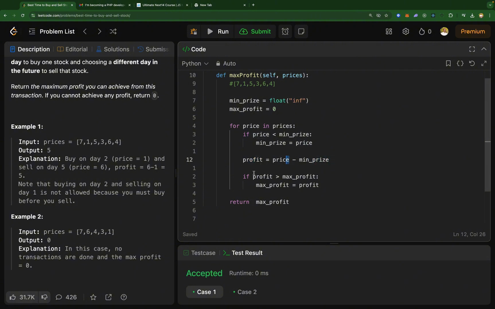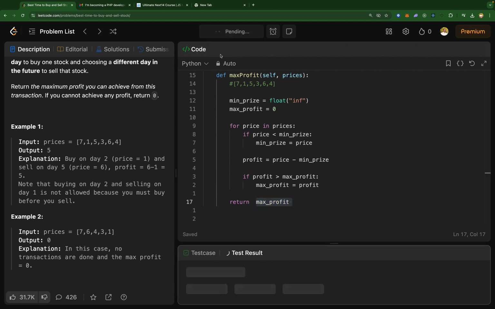This is the profit. Now we're checking if this profit is greater than the max profit that we created up here and initialized as 0. So if this profit is greater than max profit, then you're going to update the max profit with the value of profit. After that, once updating and the looping is done, we're going to have our final max profit. So let's run this and see. Brilliant. This one is passing our test case.